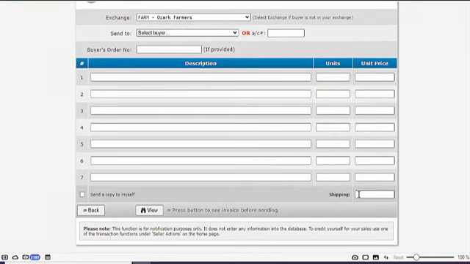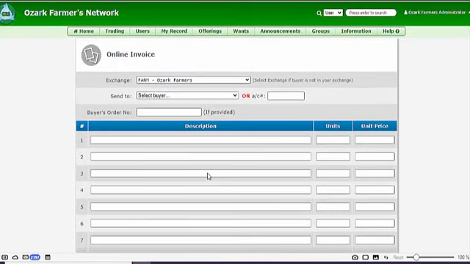If there's a shipping cost, you could put that here. And to view the invoice, you would click that to see the invoice before you send it. It's for notification purposes only. It doesn't enter any information into the database. To credit yourself for your sales, use one of the transaction functions under Seller Actions on the home page. So this is just a notification to make sure everyone's in agreement.